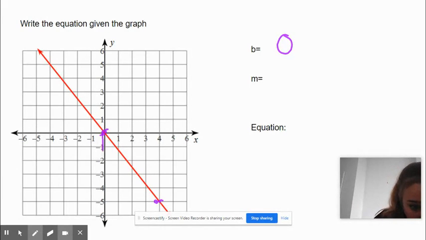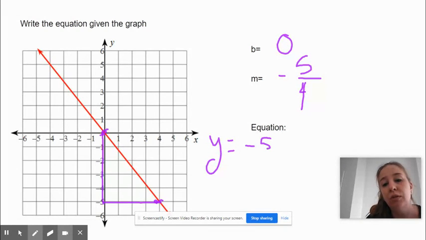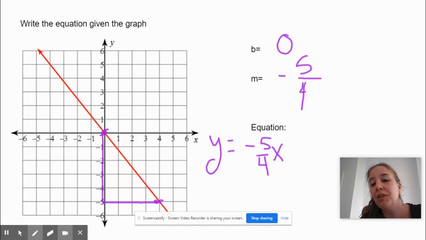I'm going to go down 5 and over 1, 2, 3, 4. Okay, so I have my slope. I have my y-intercept. So I'm going to say y equals slope of -5/4 x plus 0.